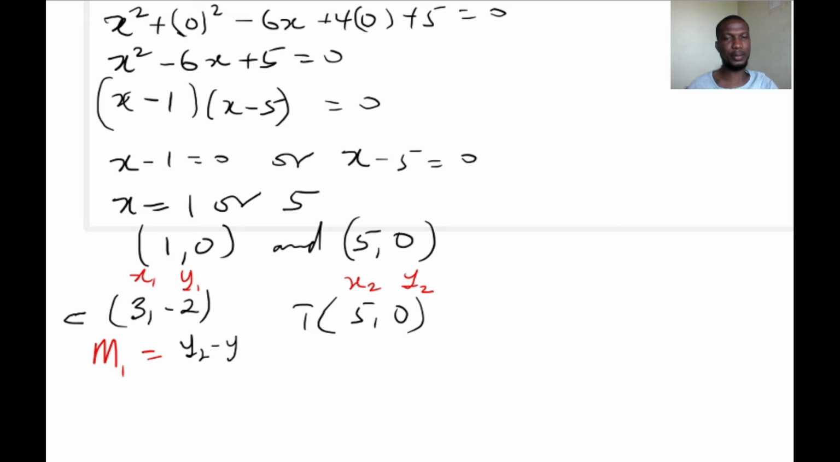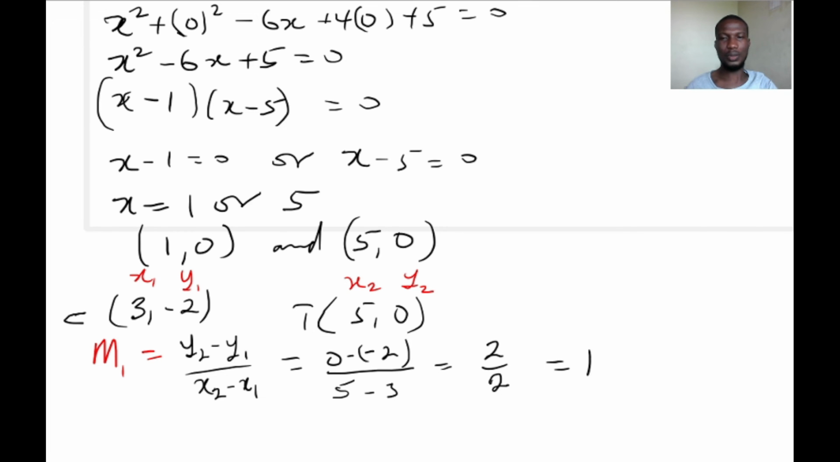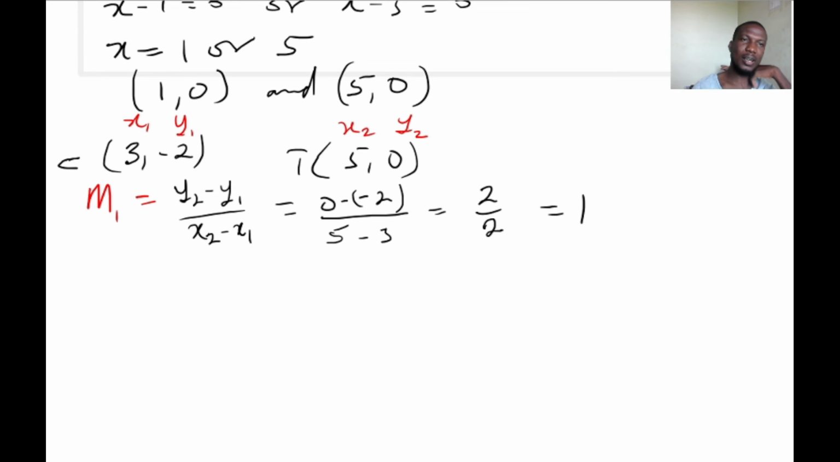The gradient of the radius will be change in y over change in x, and that will be 0 minus negative 2 over 5 minus 3. So this will give us 2 over 2, which is 1. So m2, which is the gradient of the tangent, is going to be negative 1.